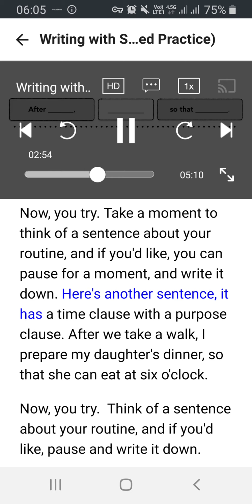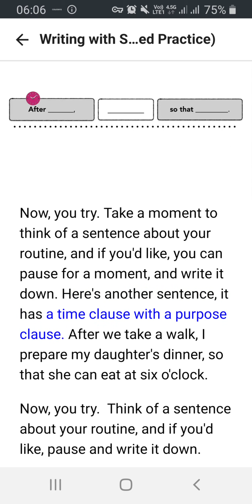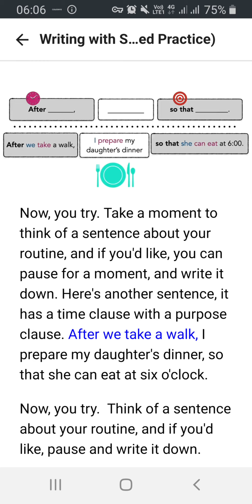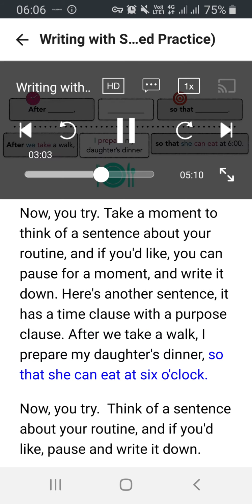Here's another sentence. It has a time clause with a purpose clause. After we take a walk, I prepare my daughter's dinner so that she can eat at 6 o'clock.